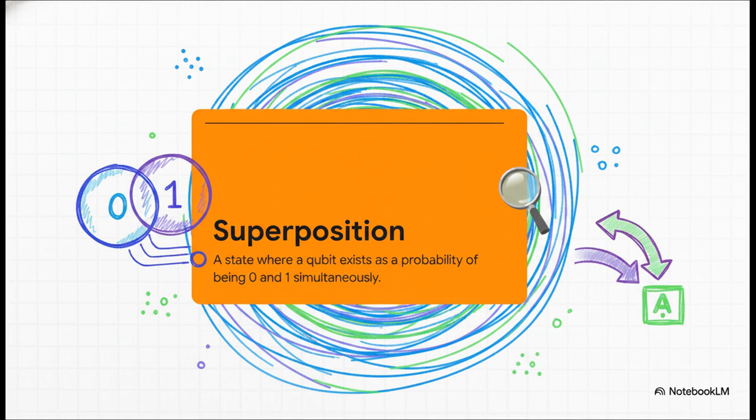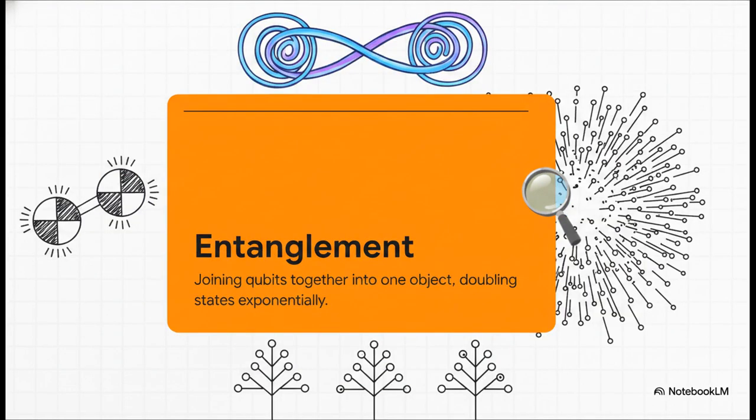But here's the absolute genius part. Scientists can actually tune that state. They write algorithms that boost the probability of getting the correct answer and shrink the probability of getting the wrong one. And superposition builds into an even more astonishing phenomenon: entanglement. This is the second major key to quantum power.